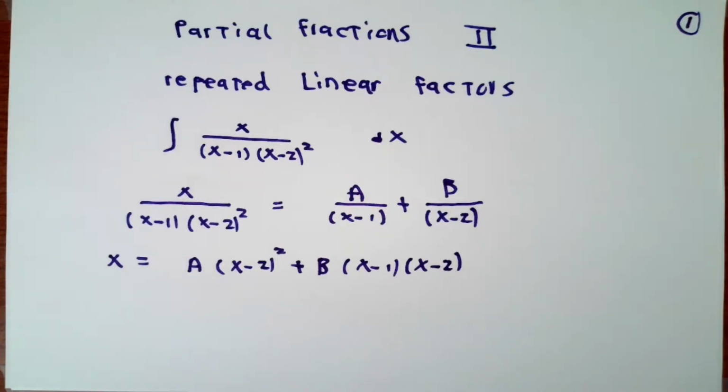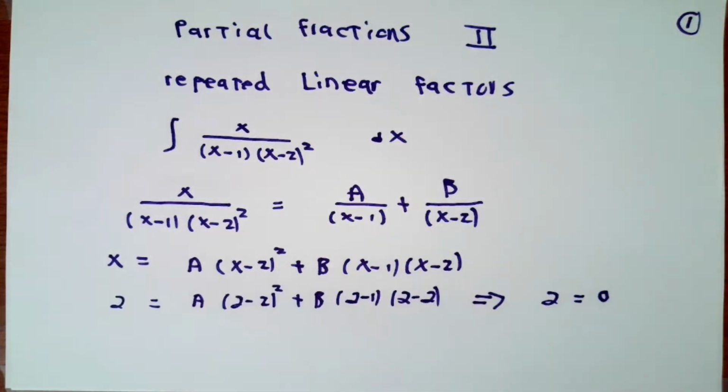If I evaluate this equation at x equals 2, the left-hand side obviously is 2. The right-hand side is A times (2 minus 2) squared plus B times (2 minus 1) times (2 minus 2). It turns out that for this to work for x equals 2, it would be necessary that 2 equals 0, which obviously isn't true.